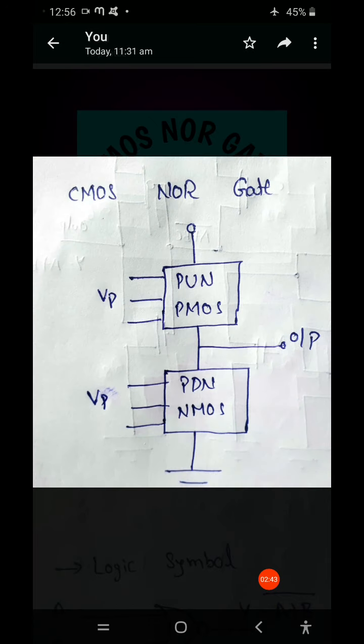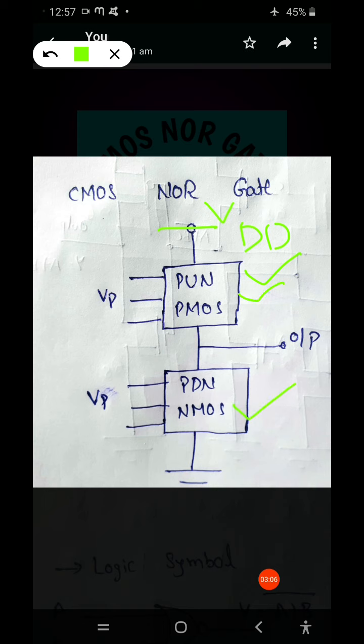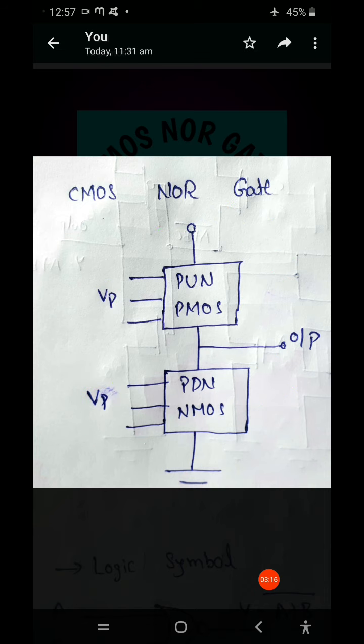This is the CMOS NOR gate block diagram. First, it has a pull-up network. The pull-up network has PMOS transistors, and it is always connected to VDD. So this is VDD here. And the pull-down network has NMOS transistors. Here we are taking the output, and these are the inputs. So this is the block diagram for the CMOS NOR gate.